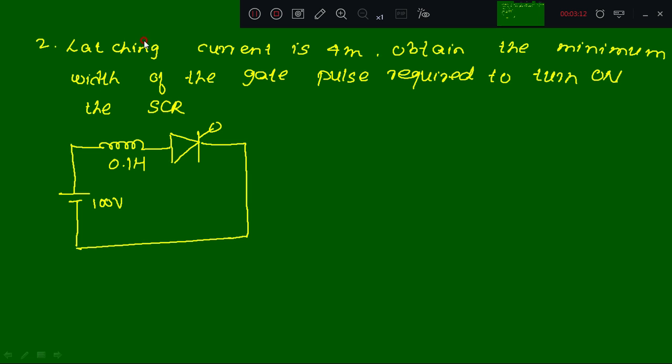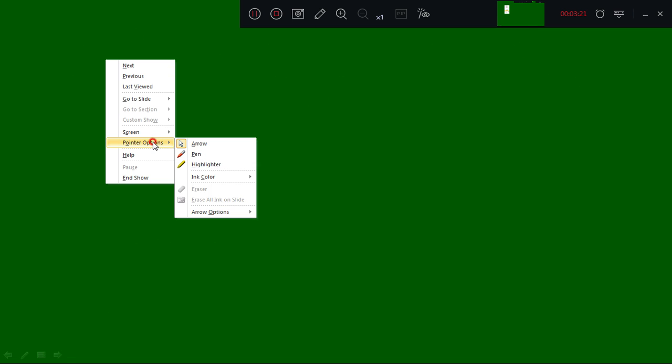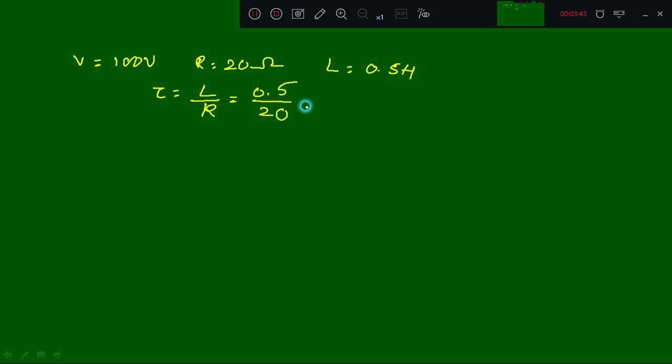The given data here is V as 100 volts. They have given resistance as 20 ohms and inductance as 0.5 Henry. We need to calculate the current in the circuit. Tau is given as L by R. Inductance is 0.5 and resistance is 20, so it is 0.025.